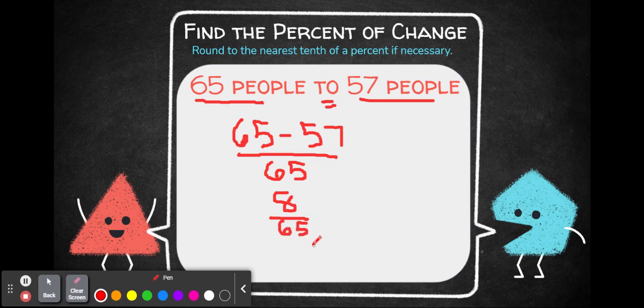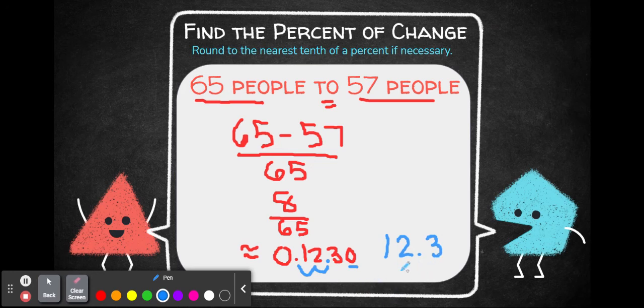So we'll want to use our calculator here. 8 divided by 65 is approximately 0.1230. First, we would think, this isn't a percent, so we'll move the decimal two places to the right to make it a percent, which is 12.30. And since 3 is in the tenths place, and what is following the tenths place is a 0, this will already be rounded to 12.3% decrease.